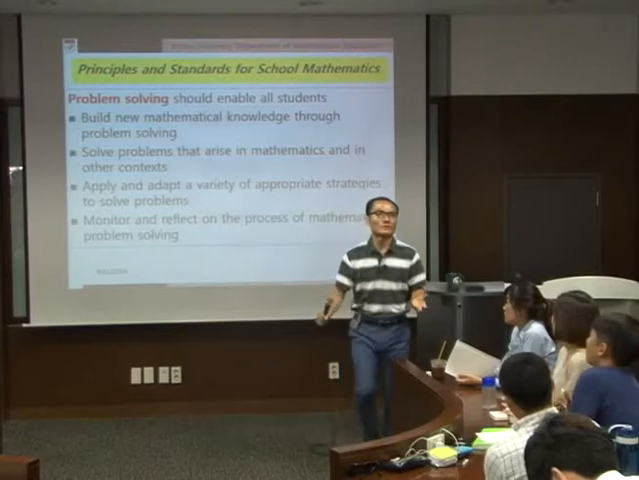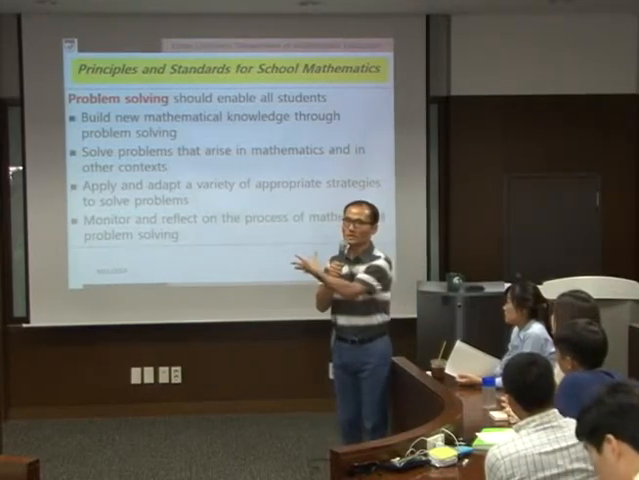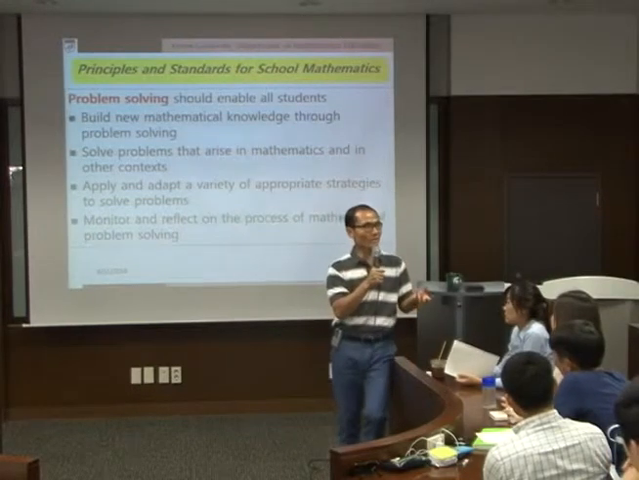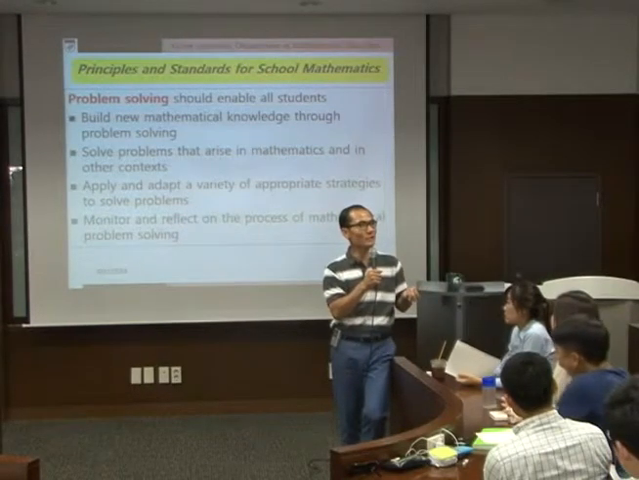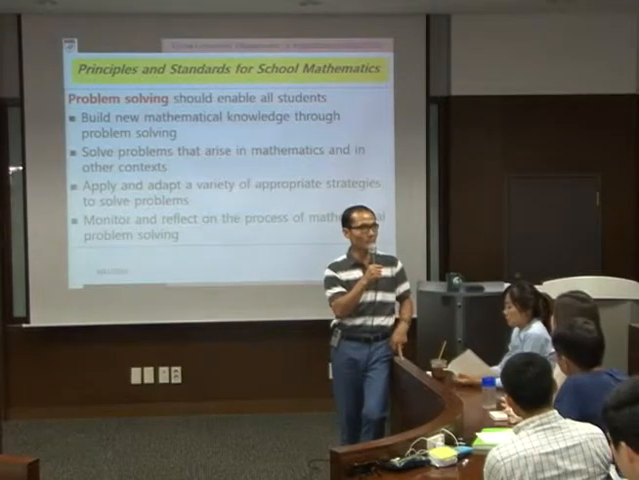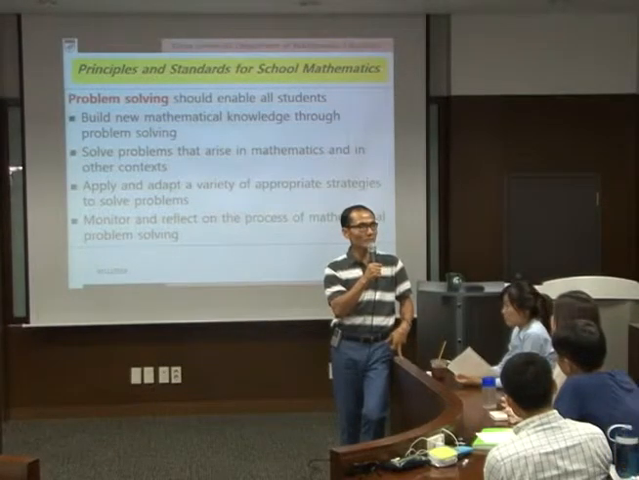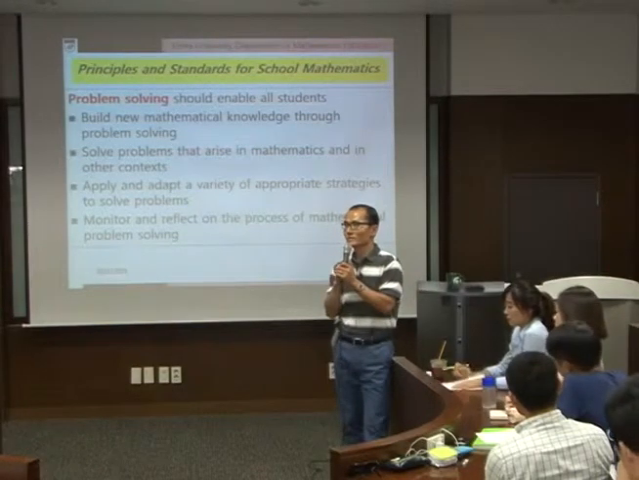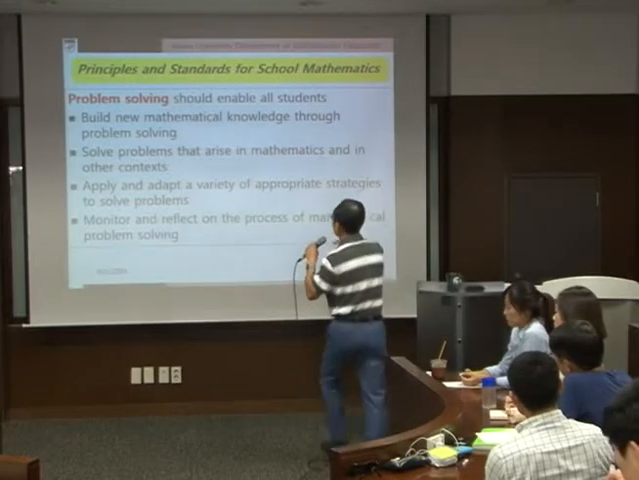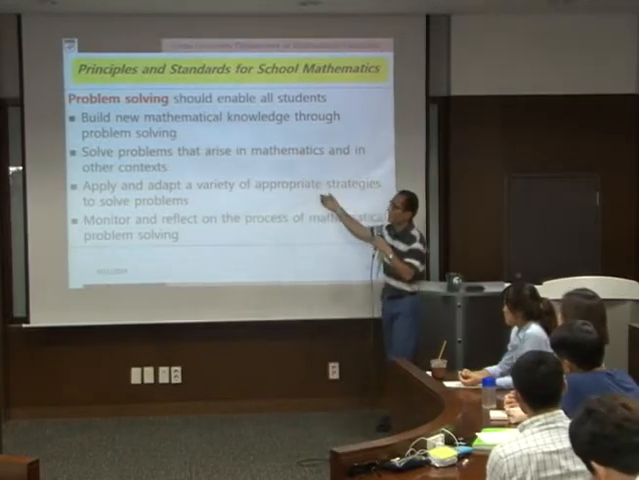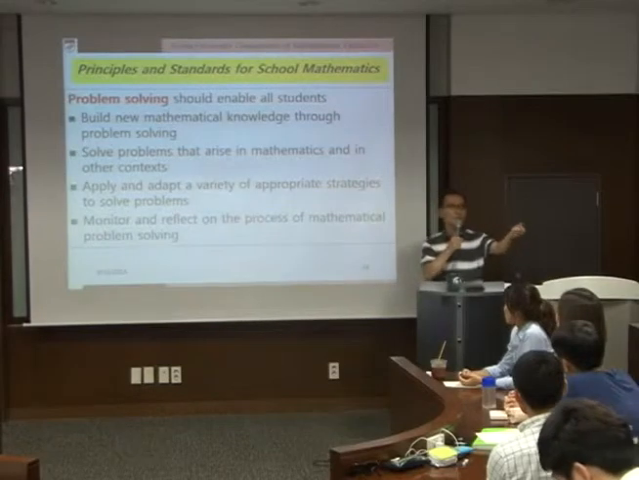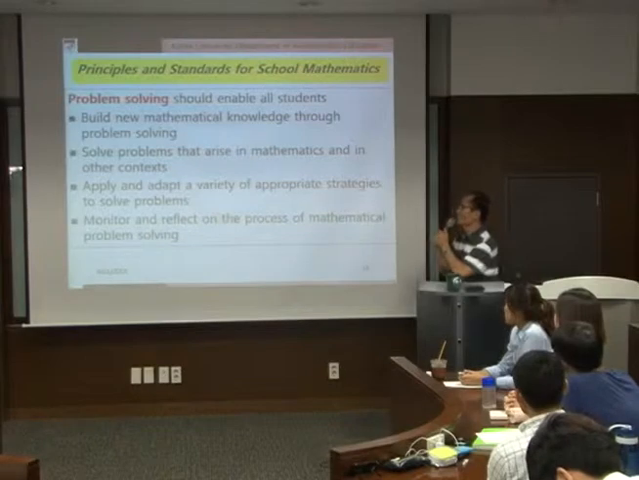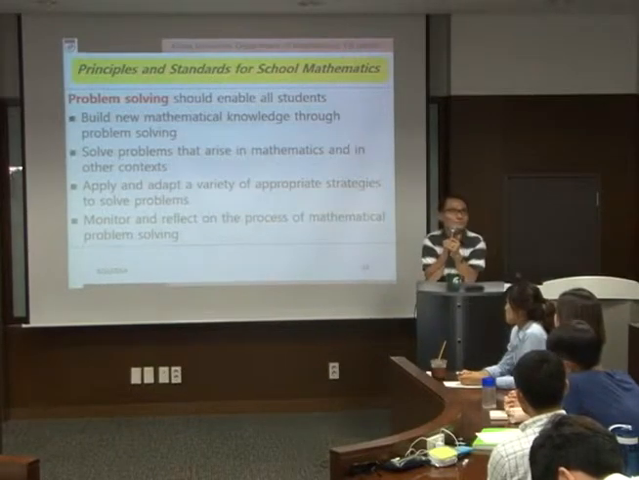Even if you are emphasizing this perspective, meta rules, however, how do you evaluate a student's meta rule or metacognition by using an assessment item? That's why developing an assessment item is not that easy a task. So think about, by using these four components, how can you make an assessment item by applying and adapting a variety of appropriate strategies to solve problems?